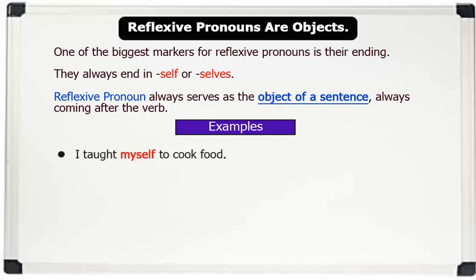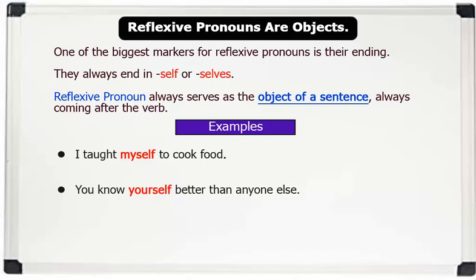In the above sentence, I is the subject of the sentence. Taught is the verb of the sentence. And myself is the reflexive pronoun, referring back to the subject of the sentence, I. Myself is also the object, answering the verb taught. 2. You know yourself better than anyone else.